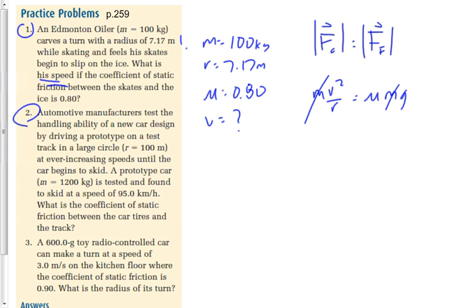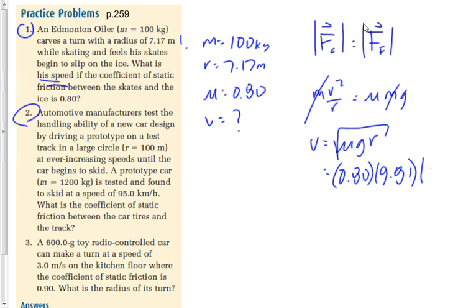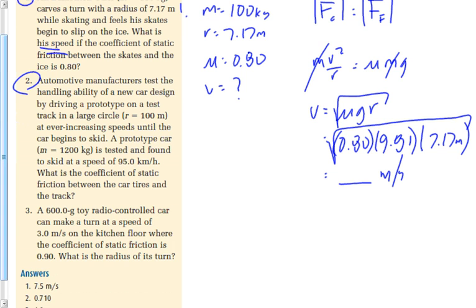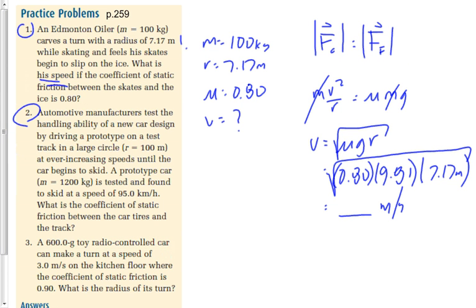Now, masses cancel here, so we don't actually need to know that the mass of the hockey player is 100 kilograms, although if you put it in, it'll still give you the right answer. We're looking for v here. So the r goes up by multiplying. The square disappears by square rooting. It becomes the square root of 0.80 times 9.81 times 7.17 meters. We get a speed there, presumably 7.5 meters per second. Make sense? Is that okay?